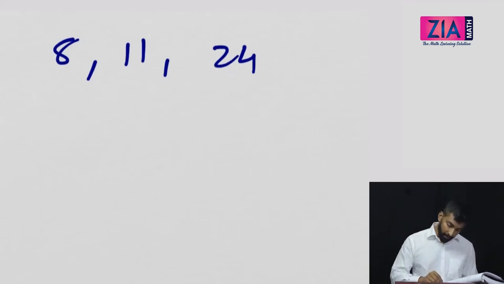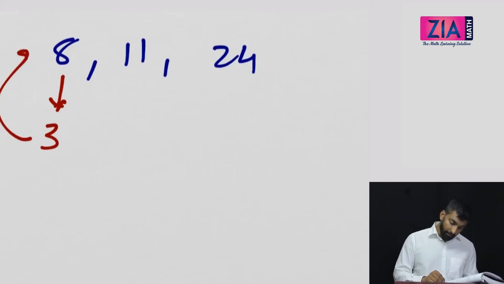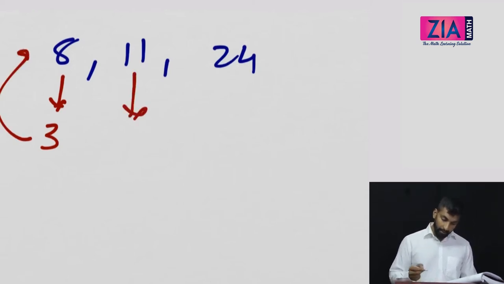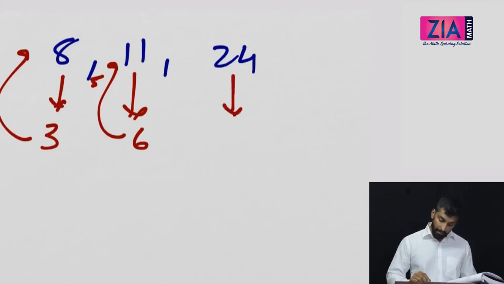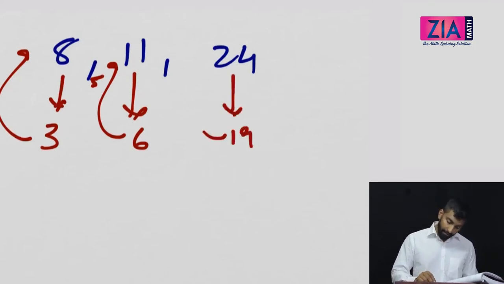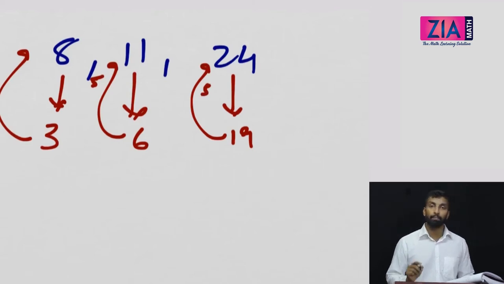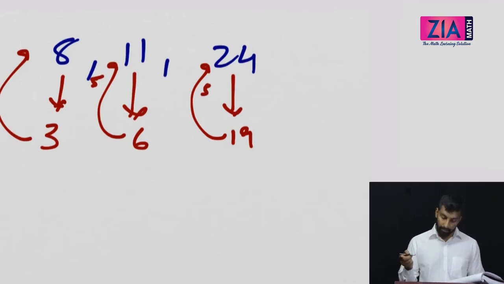What does this mean? When you divide by 8, what is the present remainder? 3. That's why when you increase by 5 it is completely divisible. Now for 11, what is the remainder? The remainder is 6. That's why when you increase by 5 it is completely divisible. Now when you divide by 24, what is the remainder? The remainder is 19. That's why when you increase by 5 it leaves the remainder 0, that means completely divisible.